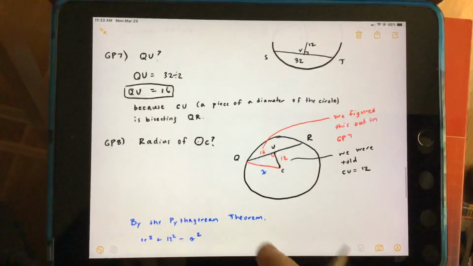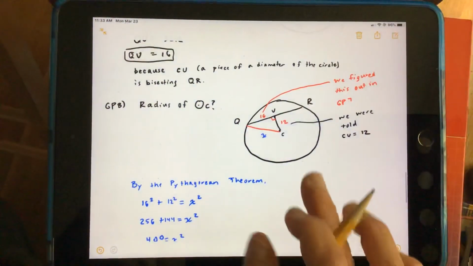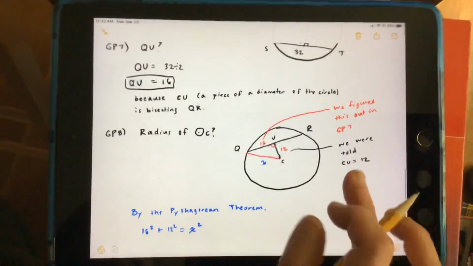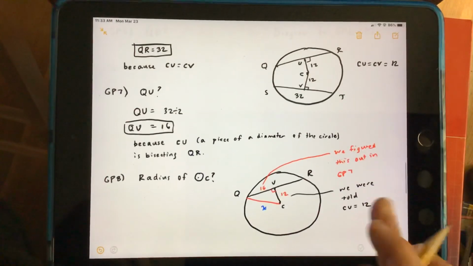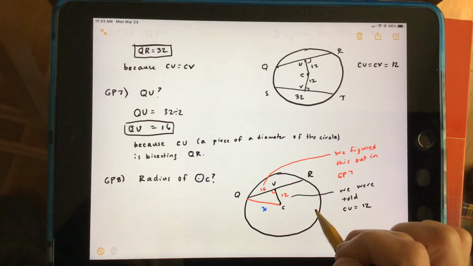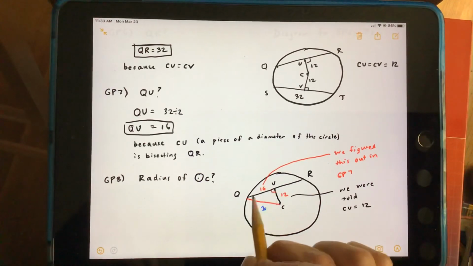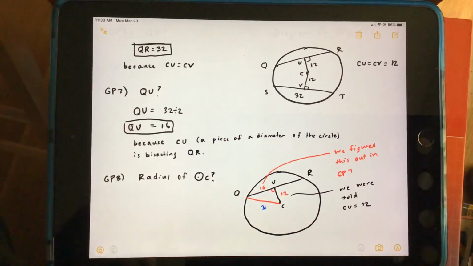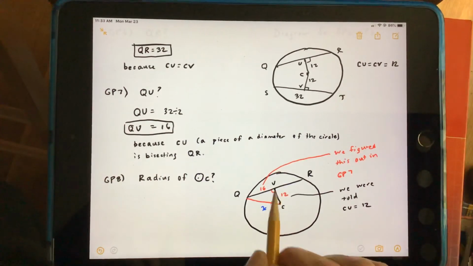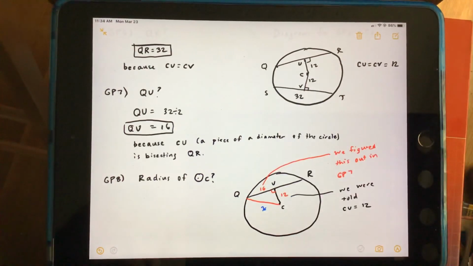Finally, our last guided practice problem together, we are to figure out the radius of circle C. How do we do that? Okay, well, I've taken the original diagram that we were given here, and I'm rewriting what we need down here to figure out the radius of circle C. Okay, so we've already figured out that from Q to U it's 16. We did that in guided practice 7. And we were told that from U to C it's 12. We got that from our original diagram.